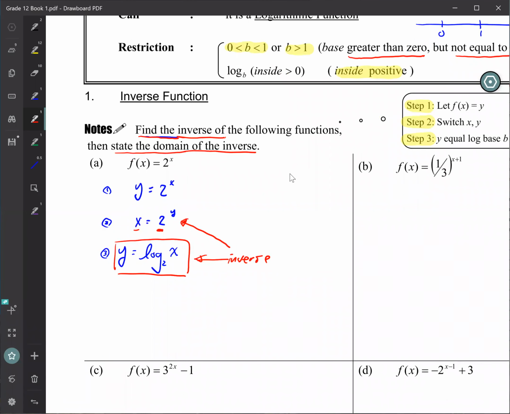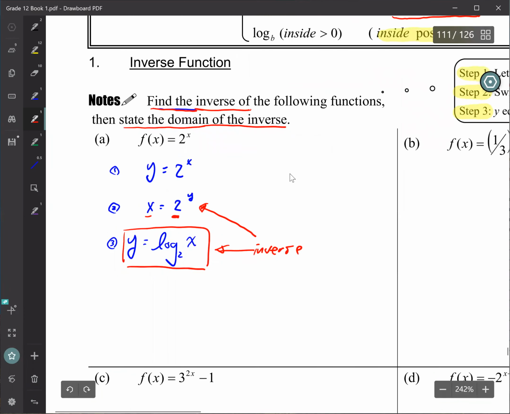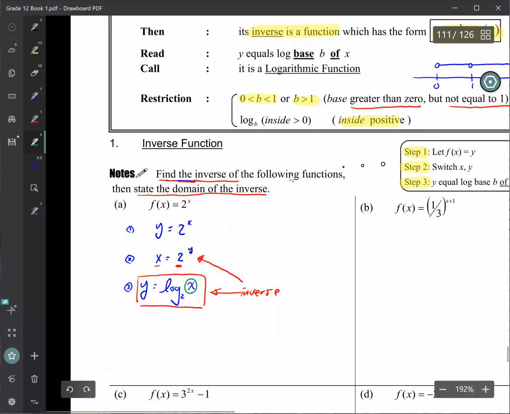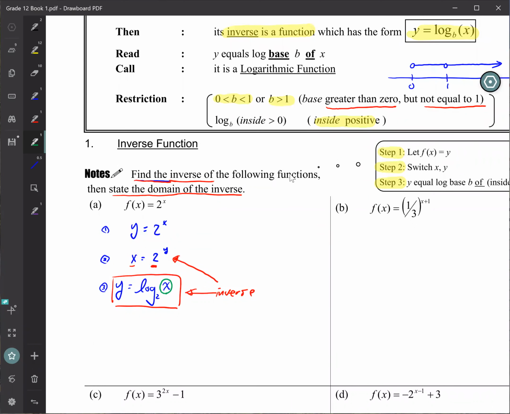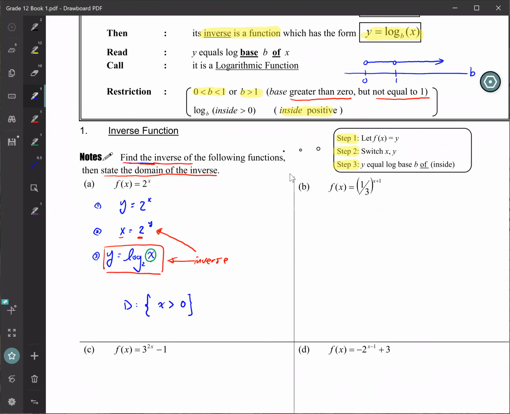Okay, very good. So now let's look at the domain, right? Domain is the x value. So right now you can see the x is on the inside of the log, right? So remember, inside of the log, you must keep it positive, right? Look at the restrictions. So inside is x, so we'll write the domain, okay? Domain, you see is x, right? So x must be greater than 0. Remember, no equal sign, right? Must be positive. So that's it, okay? The 2 answers, right? One is to find the function, the other one is to get the domain.